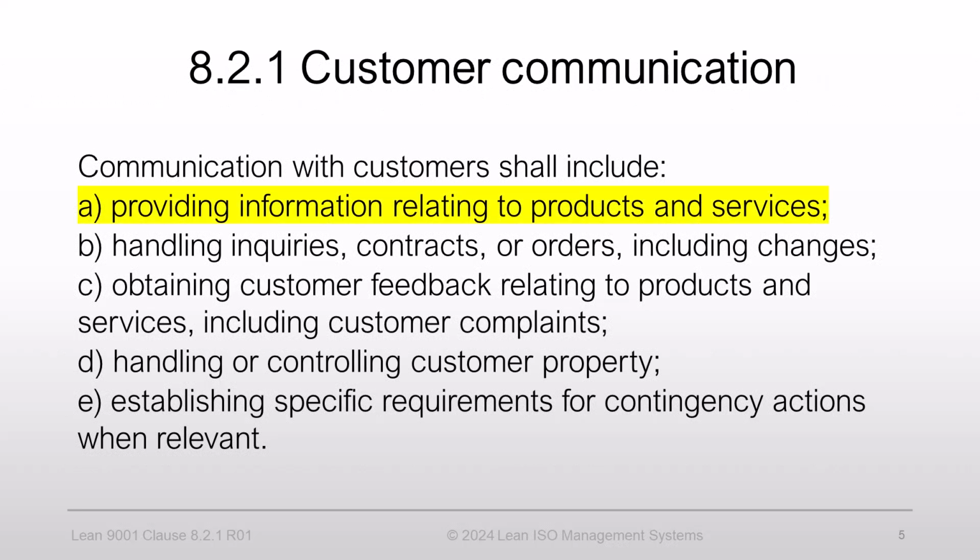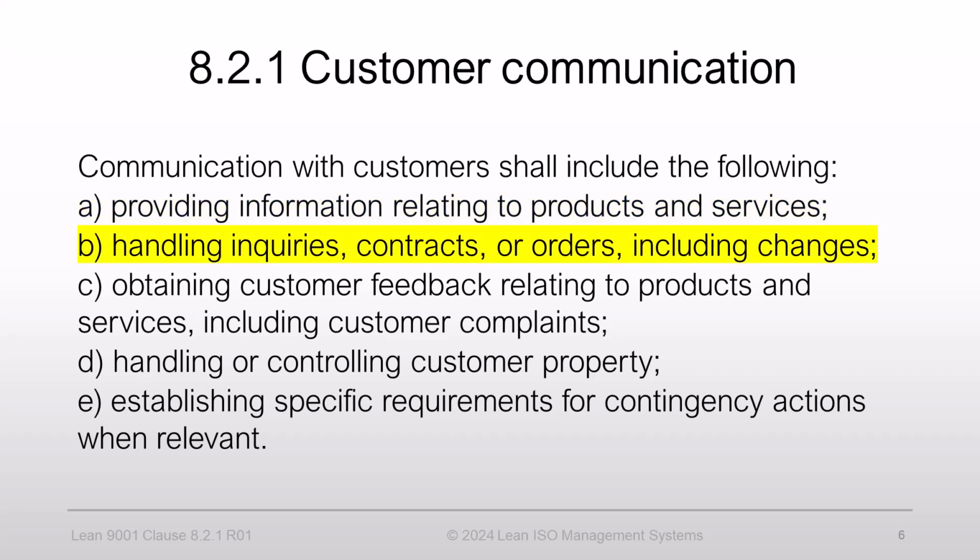Provision of information related to products and services. Normally, organizations address this requirement through catalogs, website content, trade shows, and other means. If you use hard copy product catalogs, be aware of a typical issue with such documentation. Often, I see such marketing materials not being controlled by the document management system.